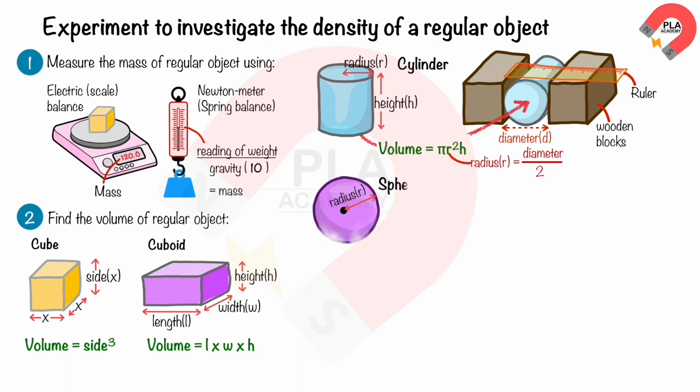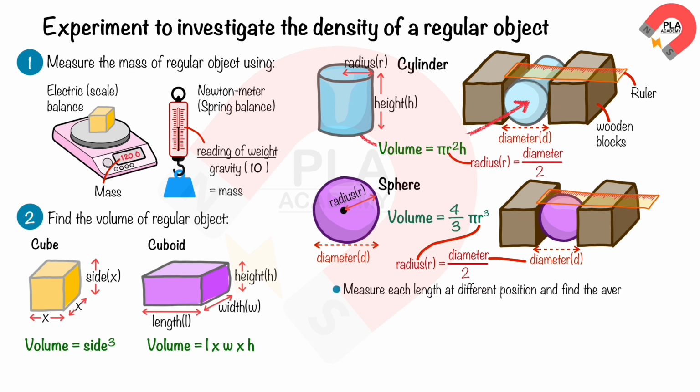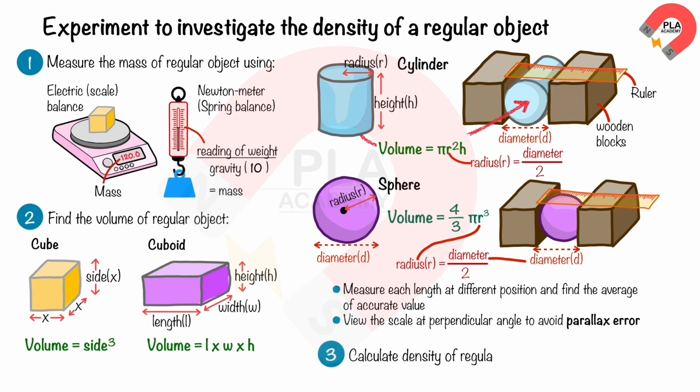For a sphere, measure the radius using the same method as for the cylinder. Calculate the volume of the sphere using V equals 4 over 3 pi r cubed. We should measure each length at different positions and find the average to get an accurate value. View the scale at a perpendicular angle to avoid parallax error. 3. We can calculate the density of each object using ρ equals m divided by V.